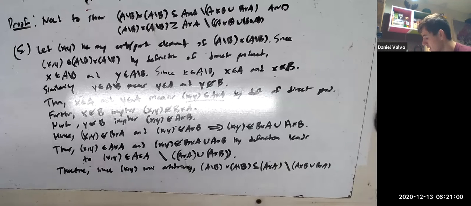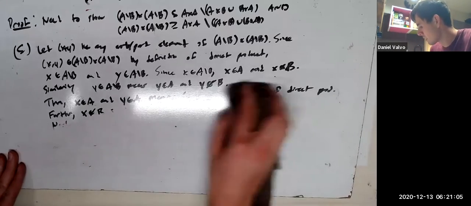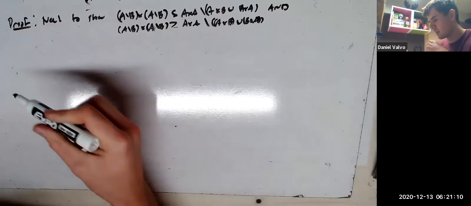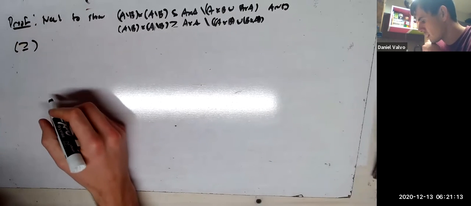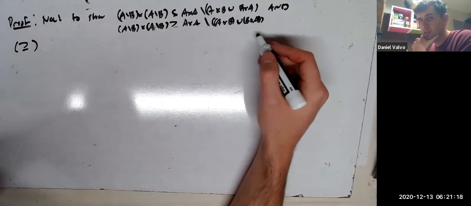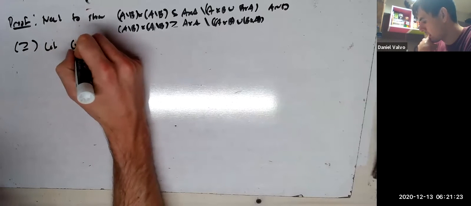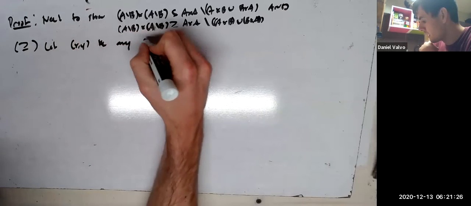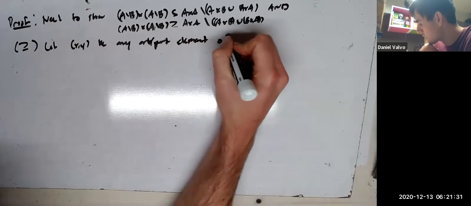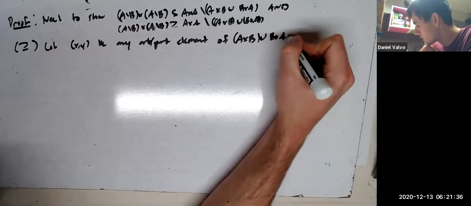Now I'll do the other way, and I'll do it faster to show you. It doesn't take all that. I just really explained every single step. So let's do the other way. Here we're trying to show that this set contains this set. So what that means is that every element of this must be in this. So let's go ahead and let (x, y) be any arbitrary, particular element of A cross B union B cross A.